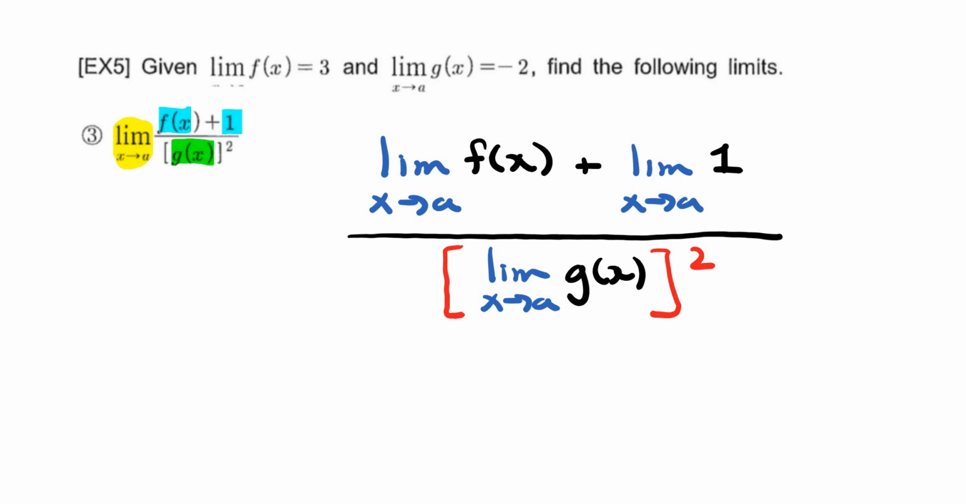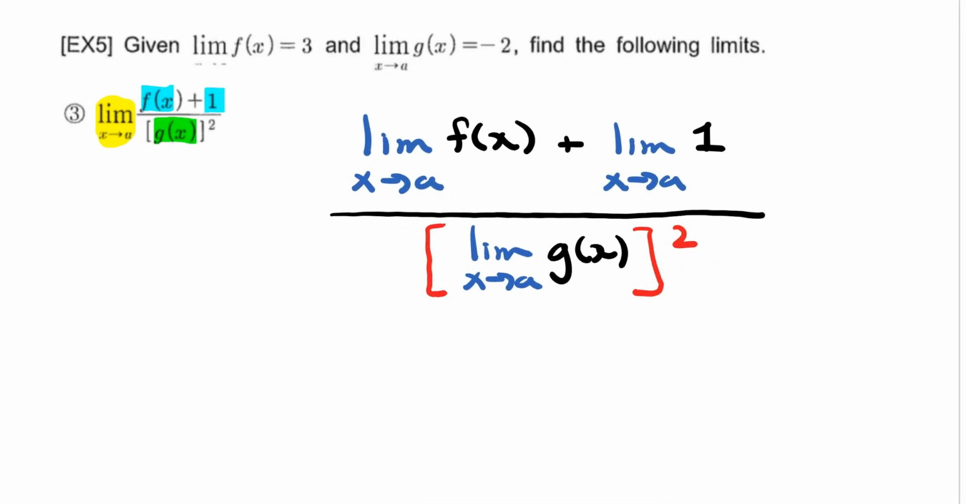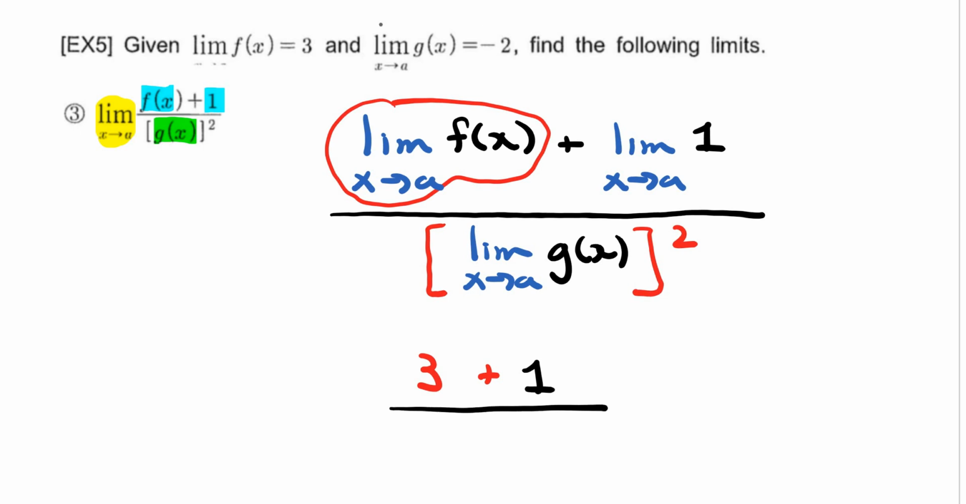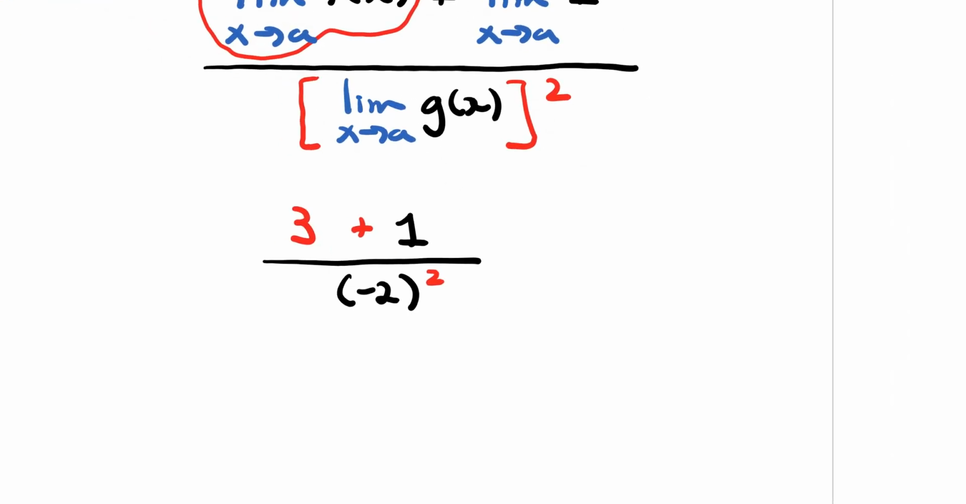And then now we just substitute what the limit's equal to. So this part right here on the numerator, that's going to be equal to 3. So 3 plus, and then I have a constant there, so 3 plus 1 divided by, now g of x is going to be negative 2, right? So that'll be a negative 2 all squared. Okay, so there you go. This is 4 on the numerator, and negative 2 squared is going to be 4, so this will be positive 1.